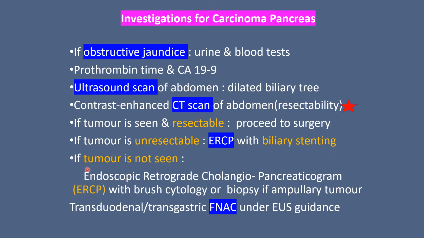In the third scenario, where a tumor is not seen, then an ERCP with brush cytology or biopsy is done to detect if an ampullary tumor is present. This can be done by a transduodenal or transgastric FNAC under endoscopic ultrasound guidance to reveal the cause of the tumor, the cause of the obstruction.